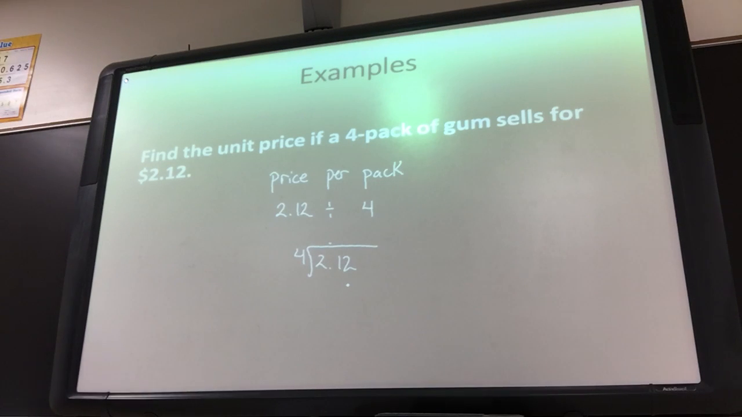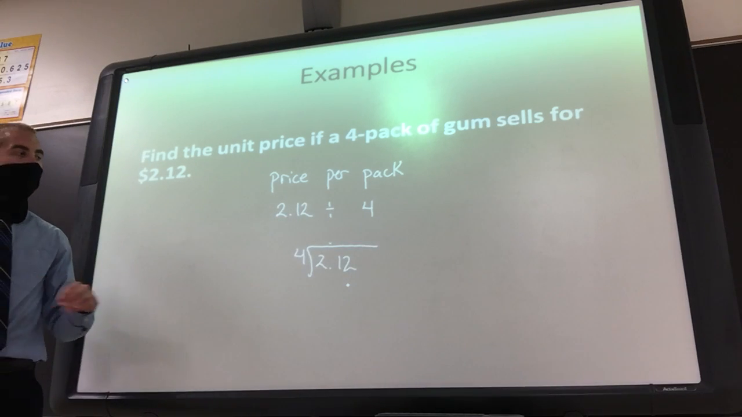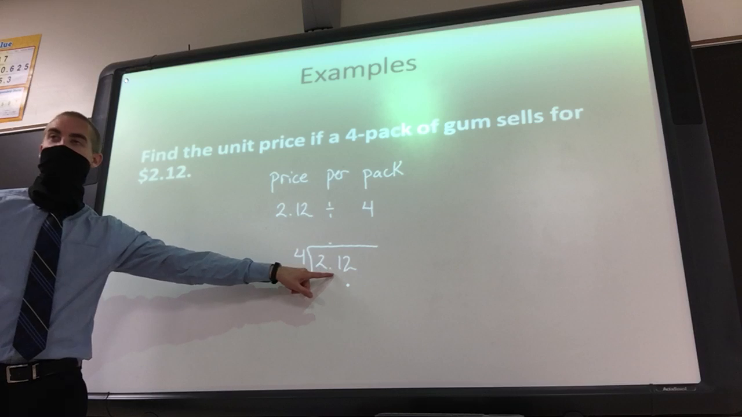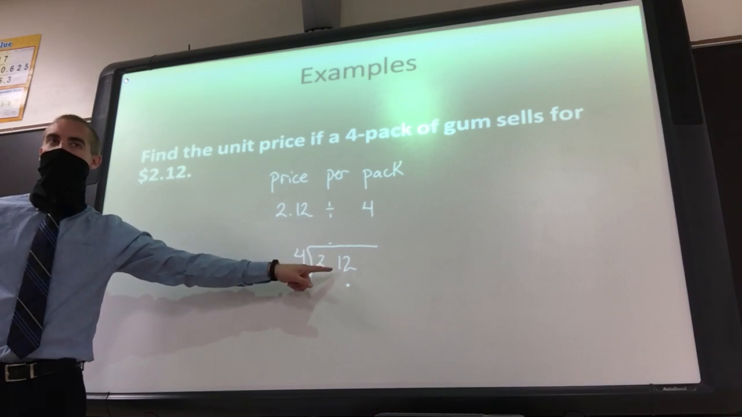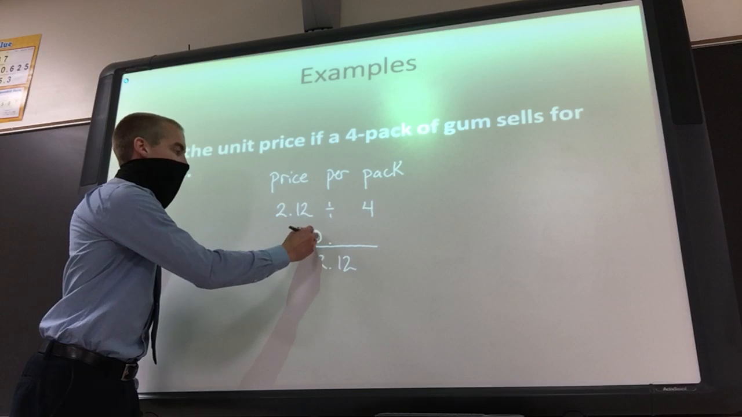So you're trying to find the price per pack for 1 pack of gum. So you're going to do $2.12 divided by 4. Remember, the first number goes on the inside. First number goes on the inside. So that's what our division problem is going to look like.